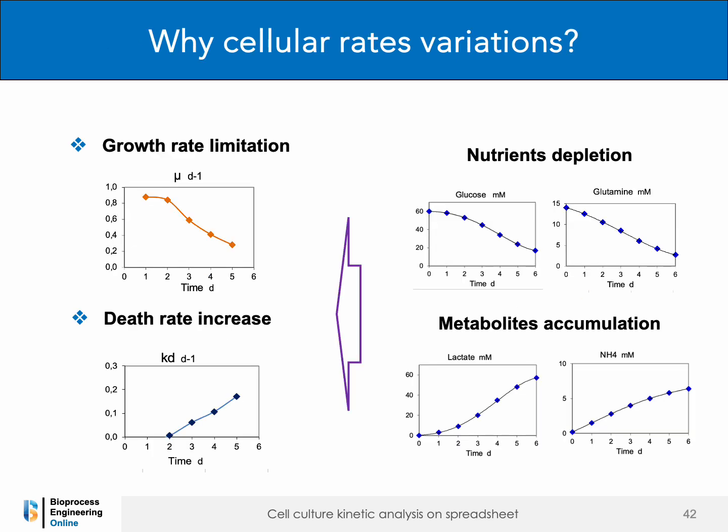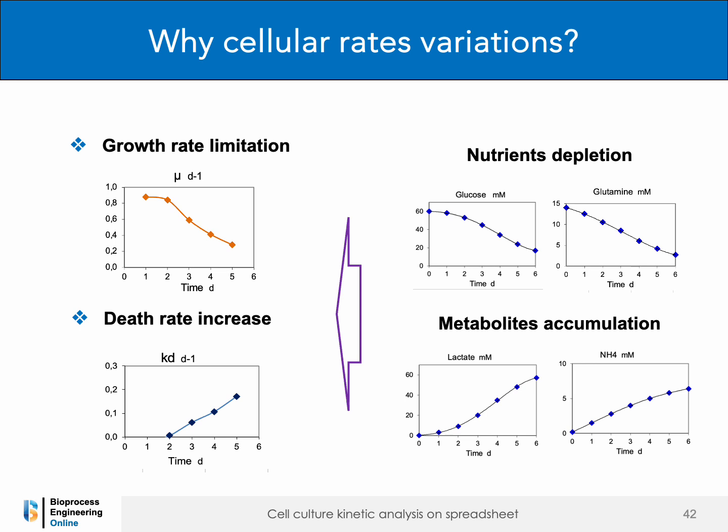How can these observed time variations be explained? The time variations in the specific rates of cell growth and death are directly influenced by changes in the culture medium composition throughout the batch process. Key factors include nutrient depletion. The gradual decline in glucose and glutamine concentrations limits cellular metabolism, leading to substrate limitation and a reduction in the specific growth rate.